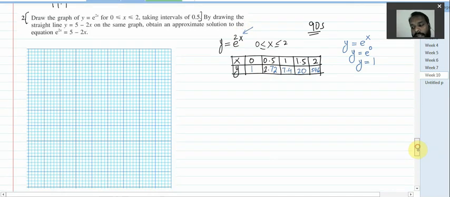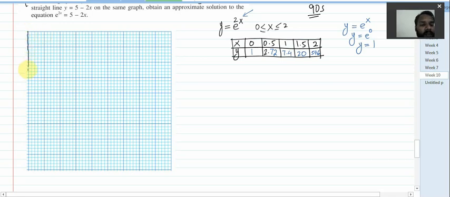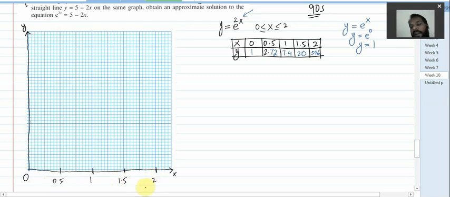So firstly, it's my grid. There is no scale on the question, so I will take the scale according to the data. Make sure that you plot the curve on your graph paper. I'm just drawing it roughly here, as it is quite difficult to draw the graph here. So it's x and y. The values on the x-axis start from 0 till 2, so I will take 0, 0.5, 1, 1.5 and 2. These are my x-axis values.